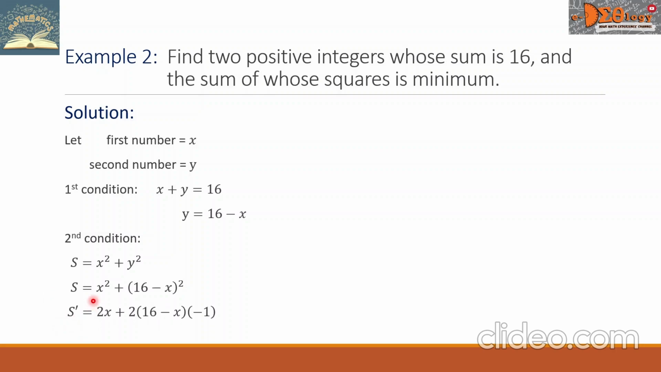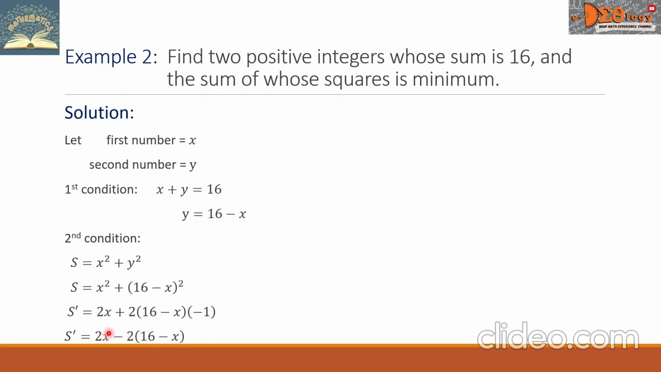So s prime equals x squared becomes 2x plus, in here we apply the chain rule. So 2 comes down times the quantity 16 minus x. The power 2 becomes power 1 multiplied by the derivative of 16 minus x. So we have here negative 1. This is the derivative of the negative x. Then we simplify further. This negative 1 we multiply to the positive 2. So we have negative 2 times 16 minus x.